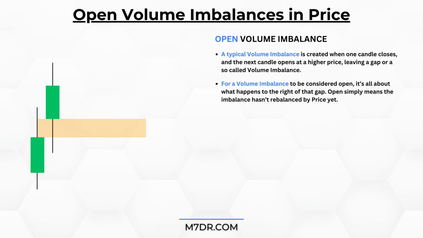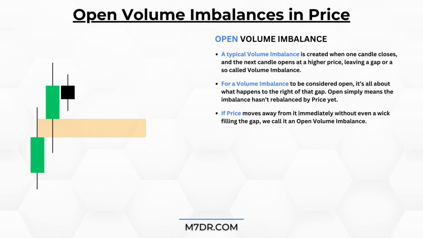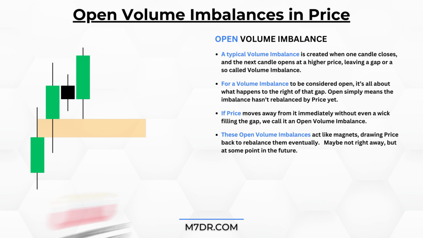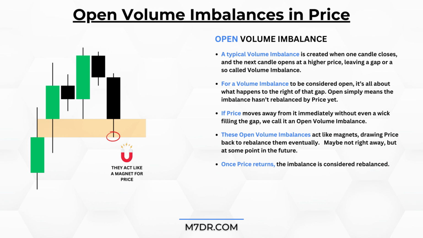Now, for a volume imbalance to be considered open, it's all about what happens to the right of that gap. Open simply means the imbalance hasn't been rebalanced by price yet. If price moves away from it immediately without even a wick filling the gap, we call it an open volume imbalance. These open imbalances act like magnets, drawing price back to rebalance them eventually. Maybe not right away, but at some point in the future. Once price returns, the imbalance is considered rebalanced.